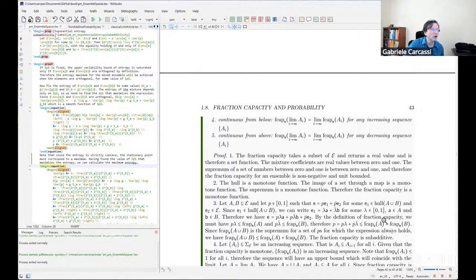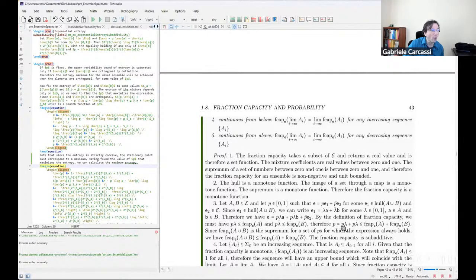By definition of fraction capacity, we must have that P lambda is less than the fraction capacity of A inside E, because this is an element of A and this is something else. So this is one of the coefficients that we get when calculating the fraction capacity. The fraction capacity has to be the supremum of all those coefficients. In the same way, P lambda bar has to be less or equal to the fraction capacity of B inside E.